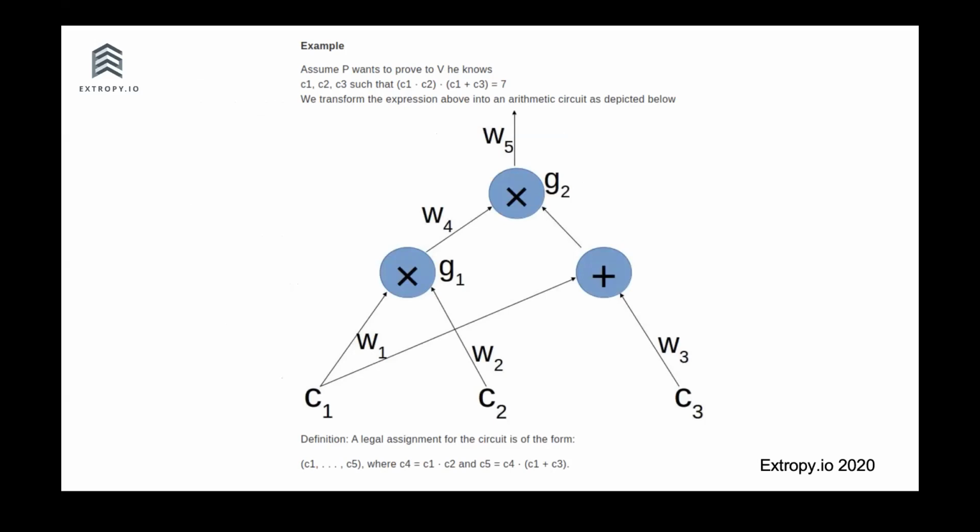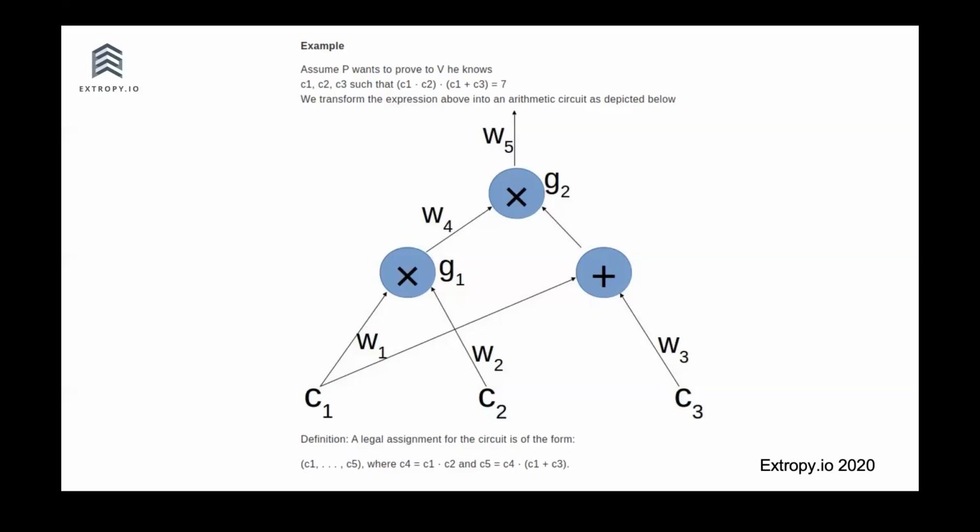They're often called gates. The proof we're doing here is to show that C1 times C2 times, and then in brackets C1 plus C3, is equal to 7. So Peggy is trying to prove that she knows the C values such that that thing is true. And so you can create a circuit like this.